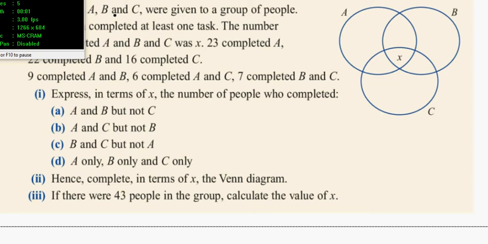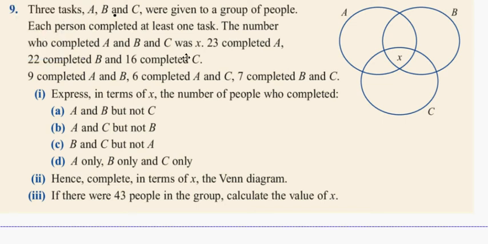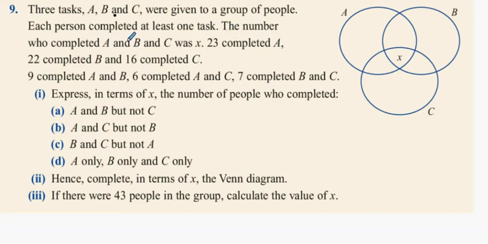So, we have A, B, and C. Each person is asked to do one task. The number of people who completed A and B and C was X. A, B, and C. So that's dead center. You have to complete all three.